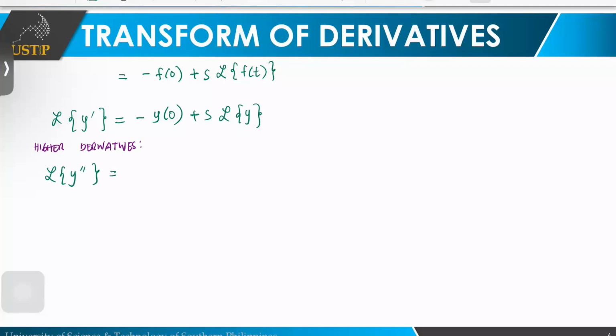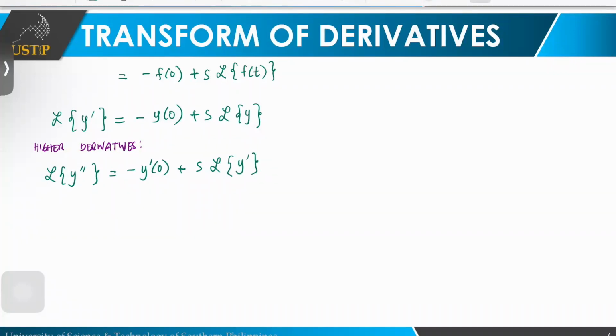So, tanaw sa nato ning first derivative. This one is y of 0. And this is just the antiderivative of y prime, right? And same is true with this, the Laplace transform of y. Ang y na to is the antiderivative of y prime. So, following that logic, we can say that the Laplace transform of y double prime is just equal to the negative of y prime of 0, okay, plus s, and then multiplied by the Laplace transform of y prime.